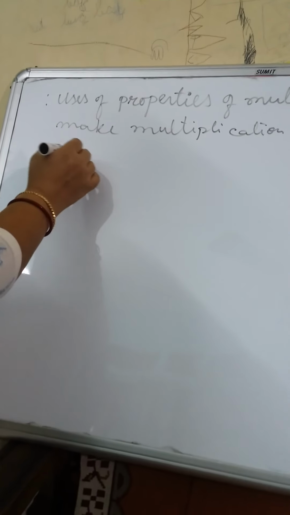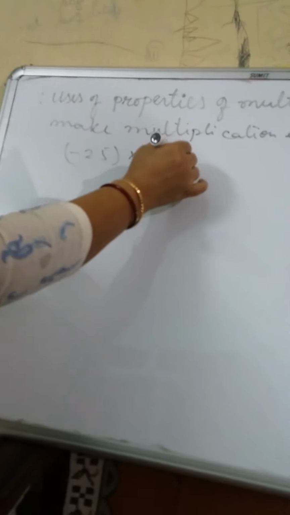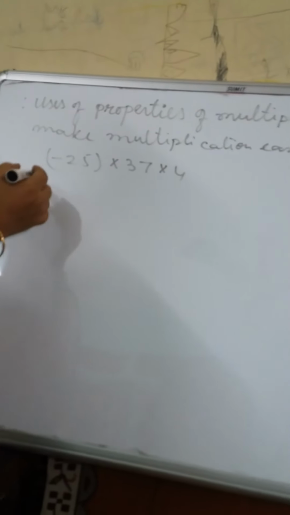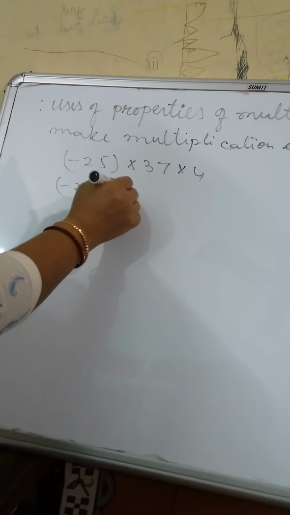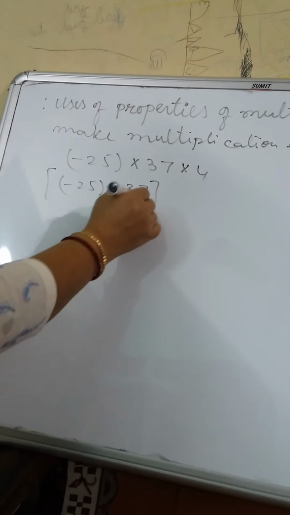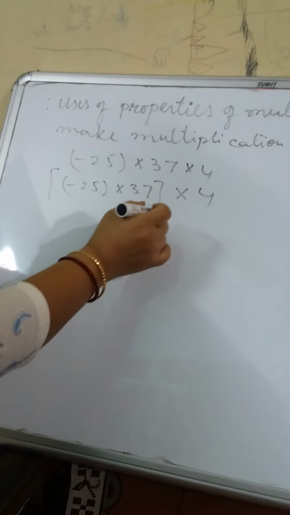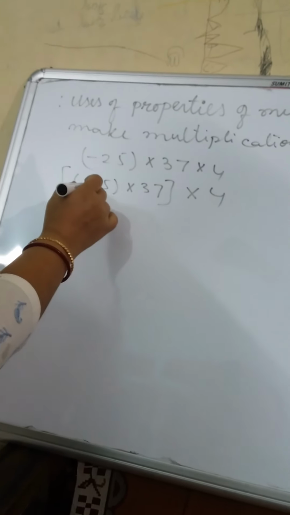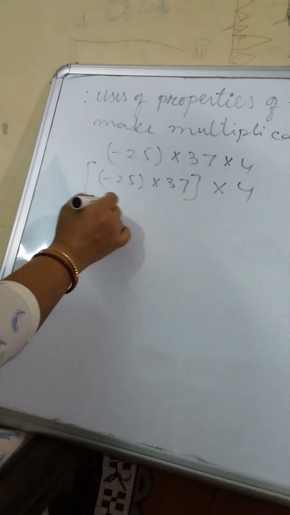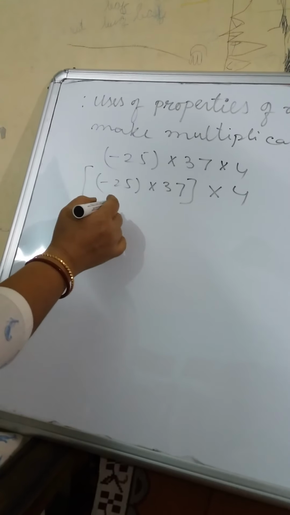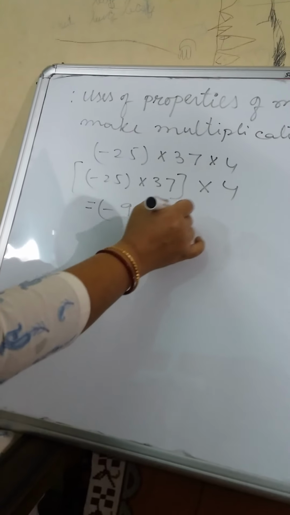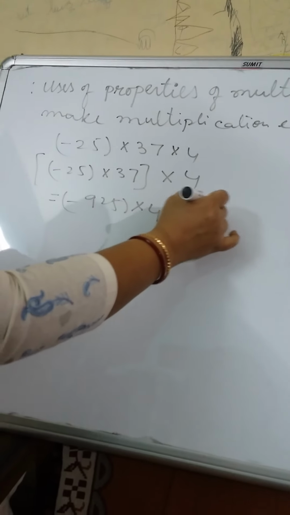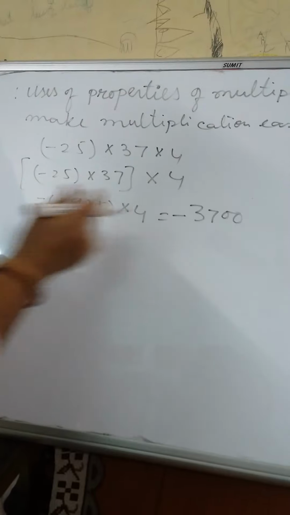Say I have to multiply minus 25 into 37 into 4. So simply I can multiply minus 25 into 37. Next step, I can multiply this by 4. And minus 25 into 37 is what? It is minus 925, into 4, which is minus 3700.